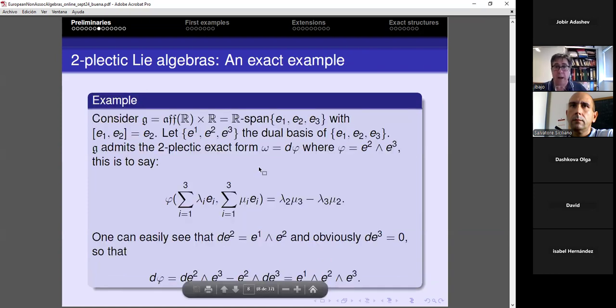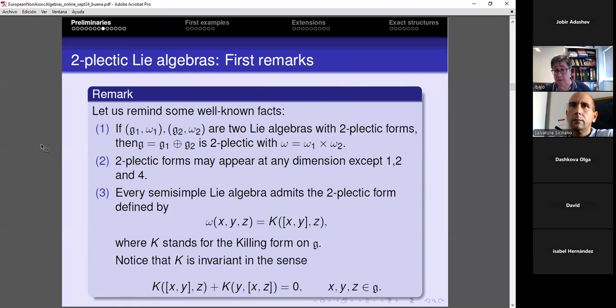Okay, this is one of the examples, which is low dimensional. You just have a 3-dimensional case. Notice that here what we have is actually a volume form, right? And it is the case of the Lie algebra of affine motions of R multiplied by R, just the direct product. And then one can say that there you can find actually an exact 2-plectic form.